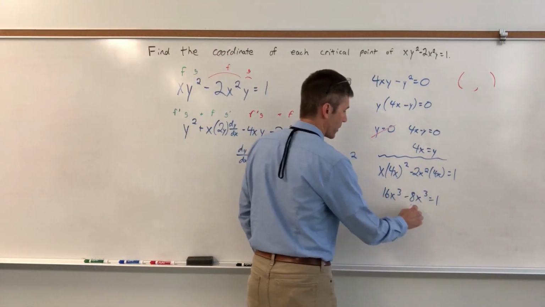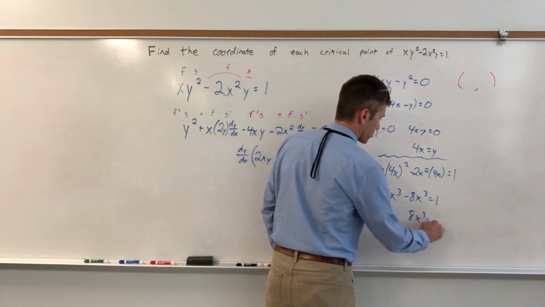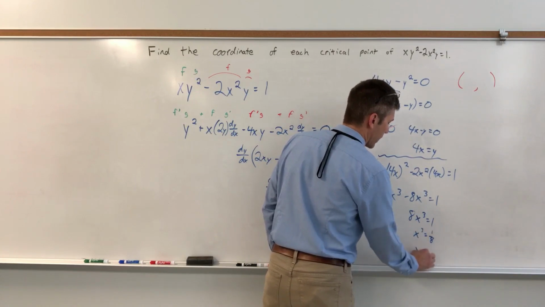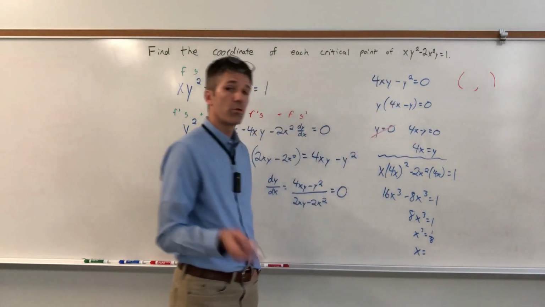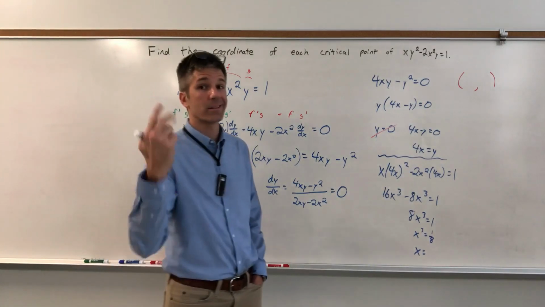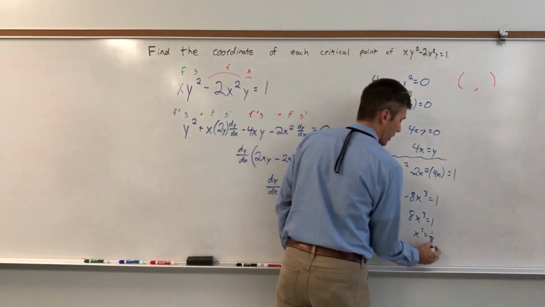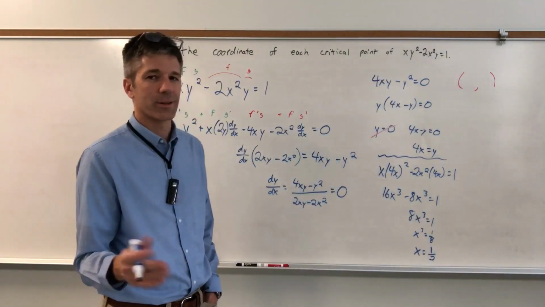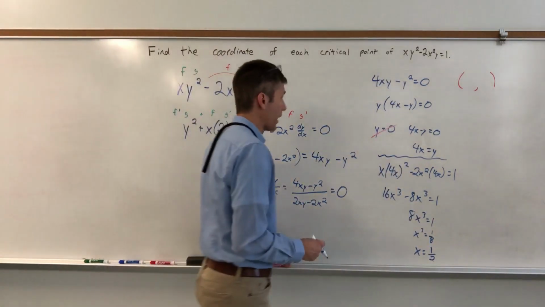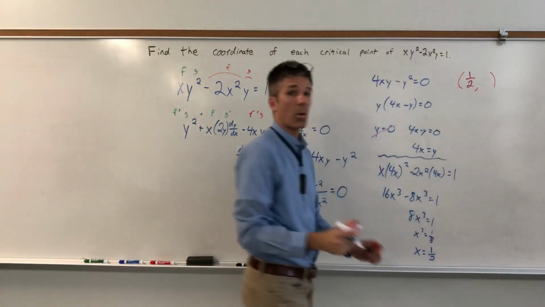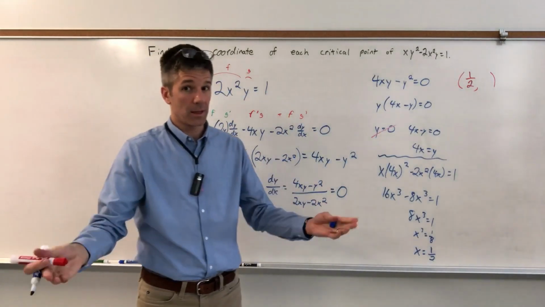So 16x cubed minus 8x cubed is 8x cubed equals 1. We divide by 8. x cubed equals 1/8. And x equals the cube root of 1 over 8. Don't panic. Cube root of 1 is 1, cube root of 8 is 2. x is 1/2. We now have half, literally, of an answer. We have a coordinate, or at least the x part of it. We still need the y. So we have 1/2 comma something.